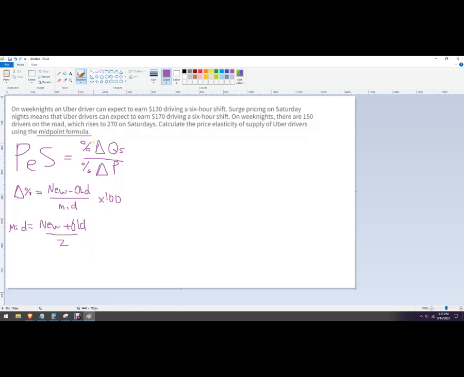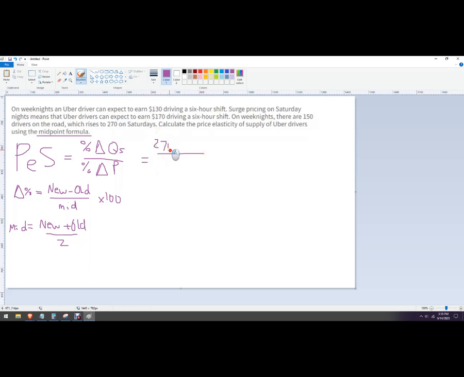So we've got an Uber driver who expects to earn $130 driving a 6-hour shift, or $170 driving a 6-hour shift. There are 150 drivers on the road, which rises to 270 on Saturdays. That's the quantity. Okay, so that's the quantity part, which is the numerator. So let's write that up here.